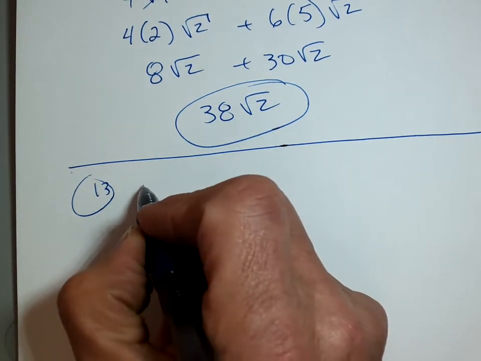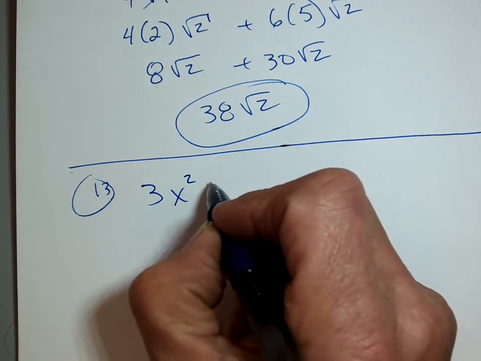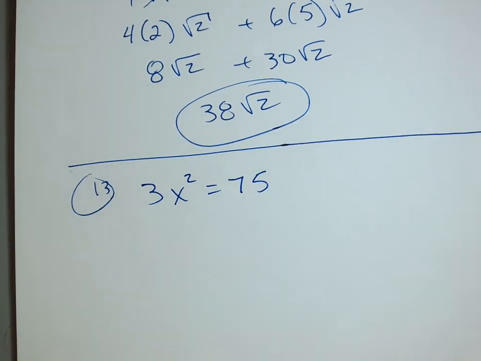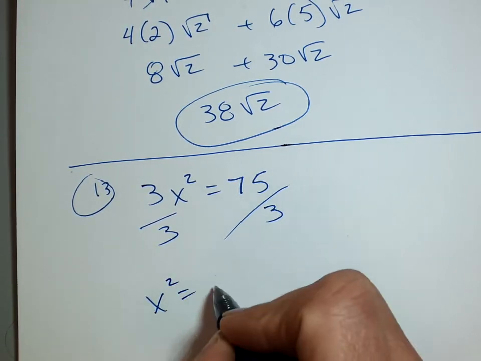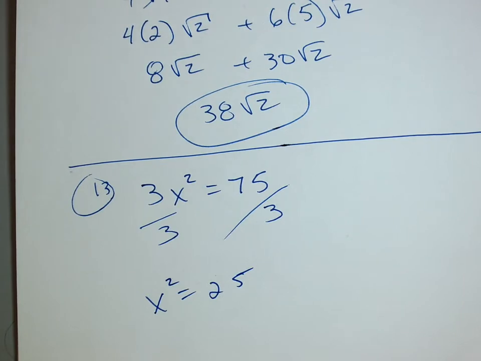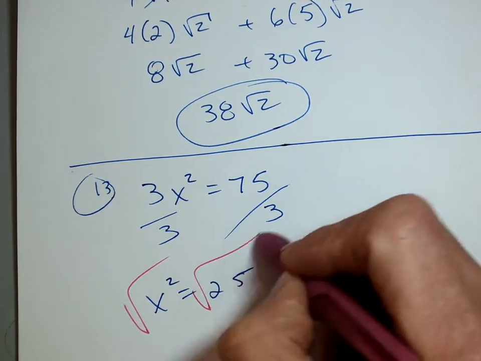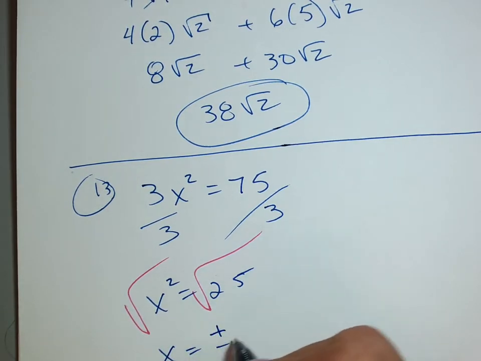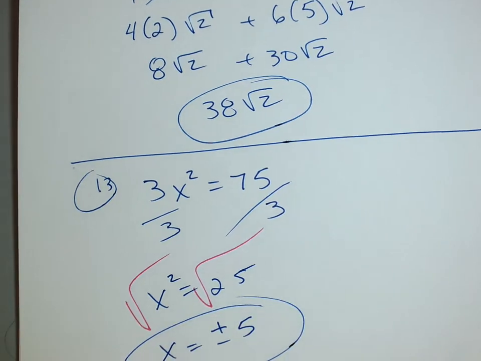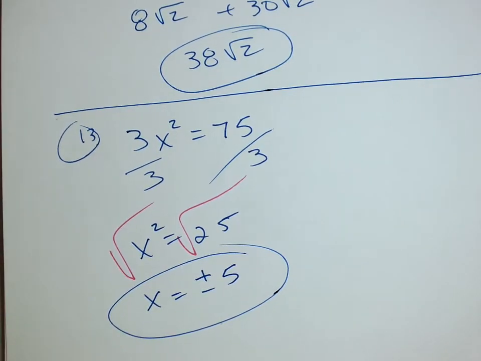Okay, almost done. 3x squared equals 75. Easiest problem on the test, right here. First of all, how many answers? 2. Everybody agree? What should we do first? Divide by 3. X squared equals 25. Take the square root. How many answers? 2. x is equal to plus or minus 5. That one's easy.